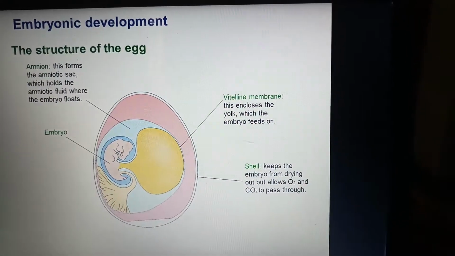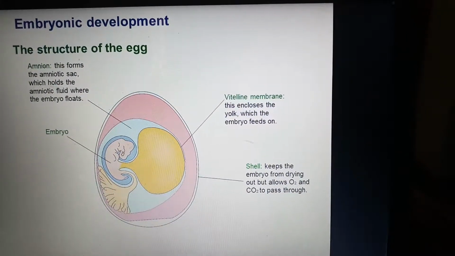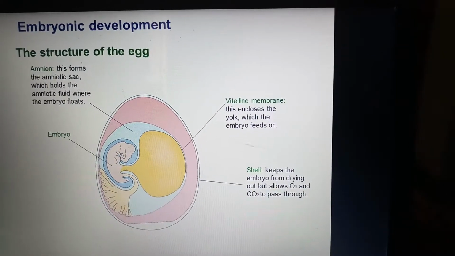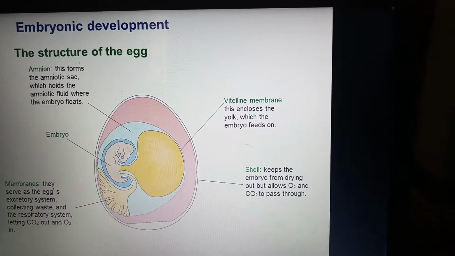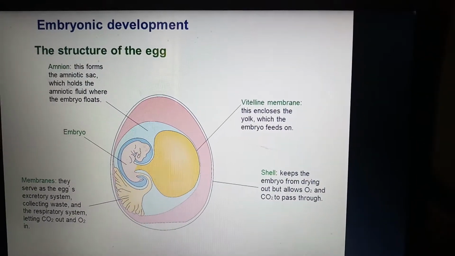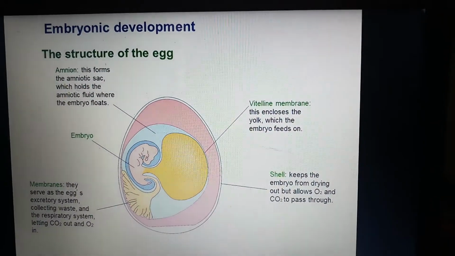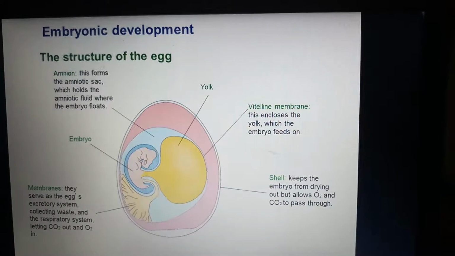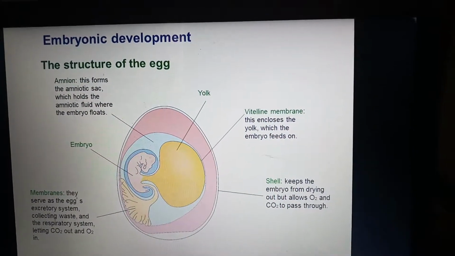Next, this is the outer harder shell, which keeps the embryo from drying out but allows oxygen and CO2 to pass through. If you observe the periphery of the eggs, you will find small hole-like structures. Membranes: these serve as the egg's excretory system, collecting wastes, and the respiratory system, letting the carbon dioxide out and oxygen in. And this yellow part will inform you about the yolk.